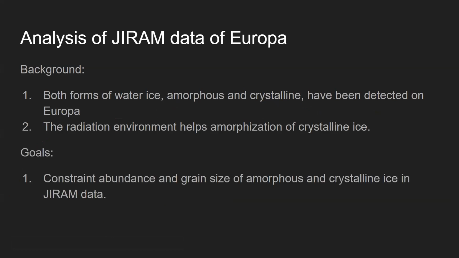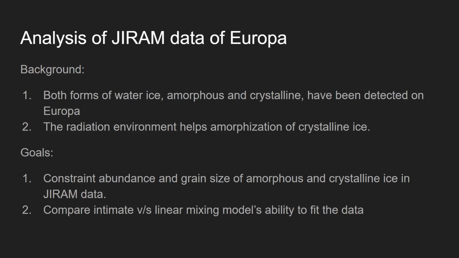The goal of our analysis, to reiterate, is to constrain the abundance and grain size of amorphous and crystalline ice in the Gen-OM data, and compare intimate versus linear mixing models' ability to fit the data. There are two ways that different materials on a planetary surface can be mixed. One way is that they are mixed intimately, very closely mixed together, so that the total reflectance that you're seeing is a non-linear sum of the individual reflectance contribution from each component.